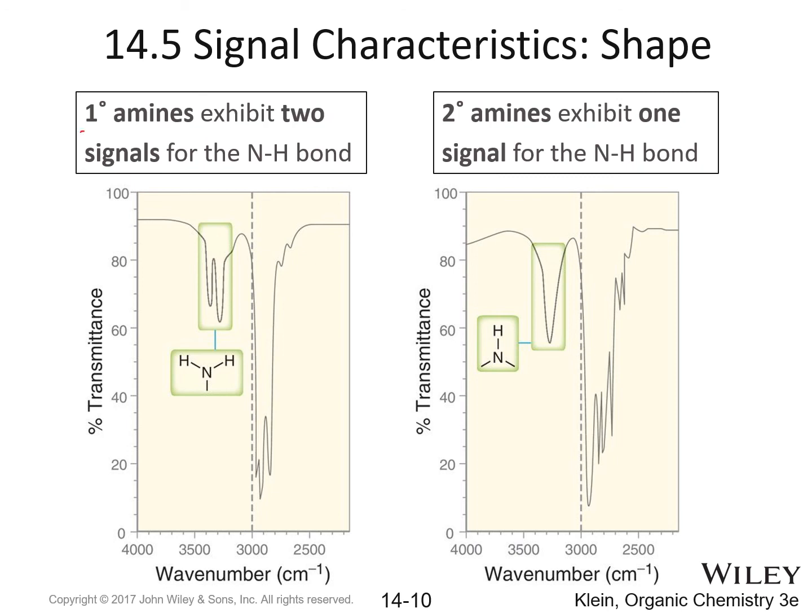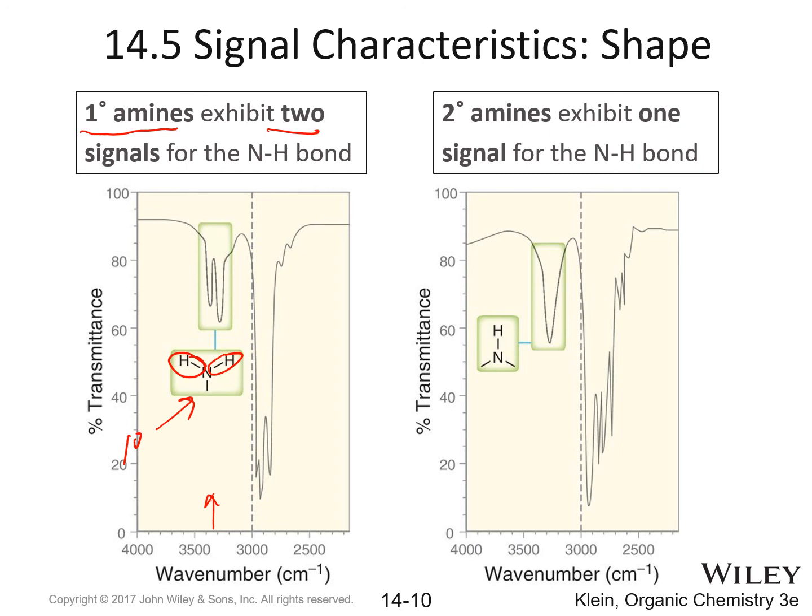The reason that primary amines exhibit two signals is because we have possible stretching for two different hydrogens. So for a primary amine, in the ballpark of 3,400, we're going to see a broadened peak, and there will be two signals.